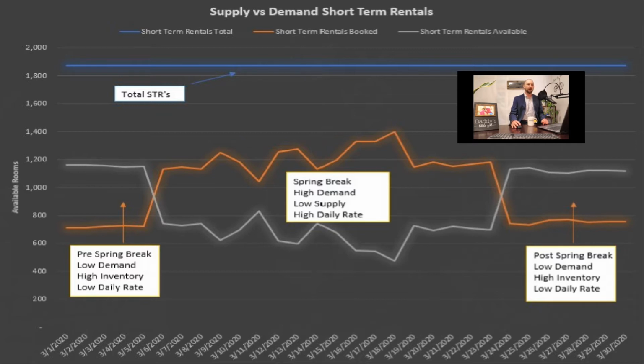Now, if I'm pricing this normally or manually, I could just say I'm going to price my home at, say, $250 a night for the 3 weeks of spring break. But I would be losing a lot of money because, as you can see here, on March 11th, I might be priced at, say, $250 a night. But on March 18th, I'm probably going to price that at $450.